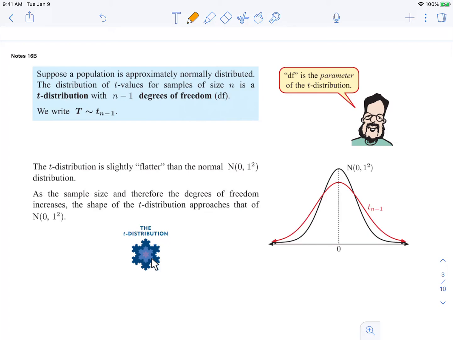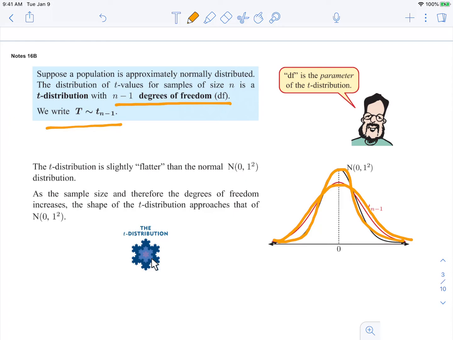Now, suppose a population is approximately normally distributed, so your bell curve. The distribution of t-values from a sample size n is t-distributed with n minus 1 degrees of freedom. So this is how we write it. The t-distribution is slightly flatter. So here's your normal curve, and then there's your red curve, which is your t-distribution, a little flatter.